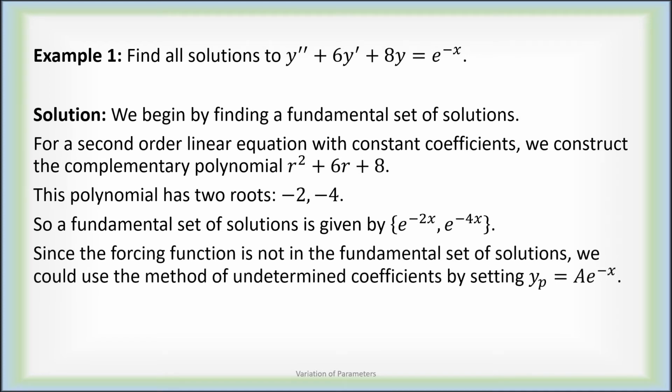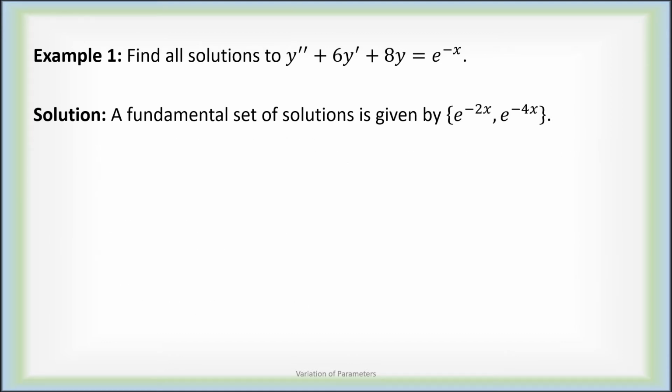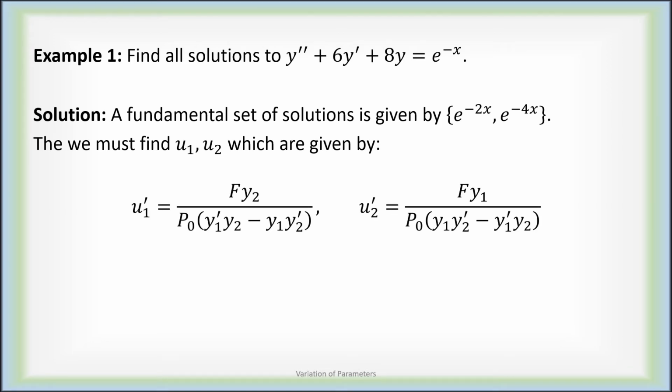The forcing function isn't in the fundamental set of solutions, so we could use the method of undetermined coefficients from a few videos ago. We would set y sub p to be an unknown constant times e to the minus x and just solve from there. But we're going to use our new technique just to get a little more used to it. So we have a fundamental set of solutions, e to the minus 2x, e to the minus 4x. Now what we have to do is find an unknown function u1 and another unknown function u2, which are given by these expressions as we solved for before. So we have to compute f y2 over p naught times y1 prime y2 minus y1 y2 prime, and similarly for the other expression, and then integrate.